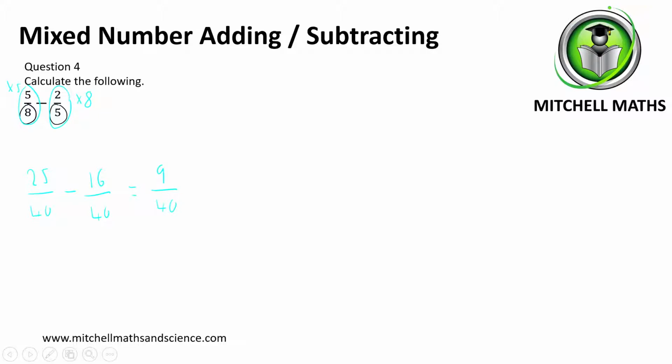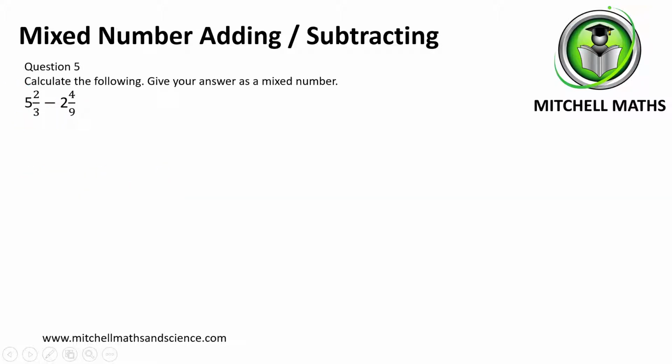Now let's have a look at what we do when we've got mixed numbers. Well, we've got 5 and 2/3, take away 2 and 4/9. 2/3 is bigger than 4/9, and that's very significant in how we're going to calculate this. So because 2/3 is bigger than 4/9, I'm going to do 5 take away 2 separately, and then 2/3 take away 4/9.